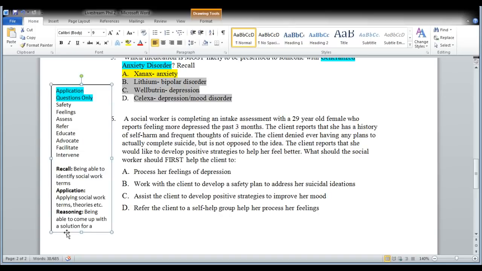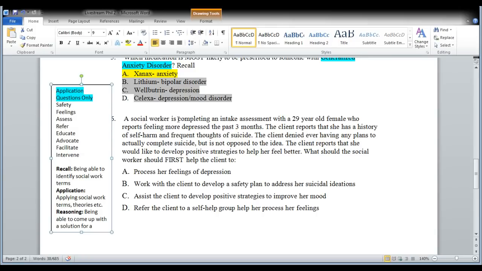So the last question: a social worker is completing an intake assessment with a 29-year-old female who reports feeling more depressed the past 3 months. The client reports that she has a history of self-harm and frequent thoughts of suicide. The client denied ever having any plans to actually complete suicide, but is not opposed to the idea. The client reports that she would like to develop positive strategies to help her feel better. What should the social worker do first to help the client?